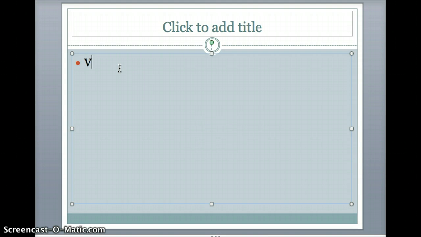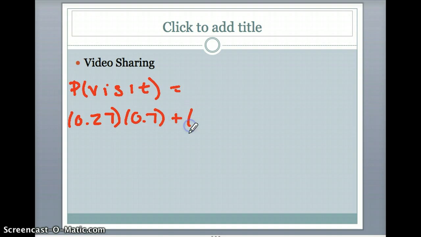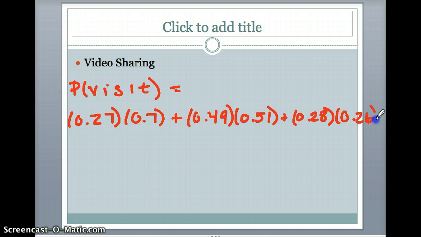This is video sharing. Okay. So we're talking about the possibility, or probability rather, that they will visit. Okay. So we had 27% was in 18 to 29 and 70% of them visited. Then we had 45% were in the 30 to 49 age group, 51% of them visited, and then 28% was in the 50 plus, and 26% of them visited. So we just straight multiply, then we add, and we're going to get 0.4913.